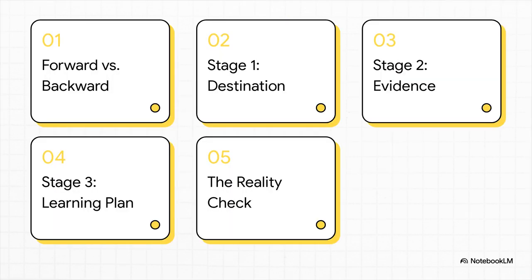All right, so here's our roadmap for this explainer. First, we're going to look at this core idea of planning forward versus planning backward. Then we'll walk through the three big stages of UBD: figuring out the destination, gathering the evidence, and then finally planning the journey. And to wrap it all up, we'll do a little reality check on what it actually takes to get this going in the real world.